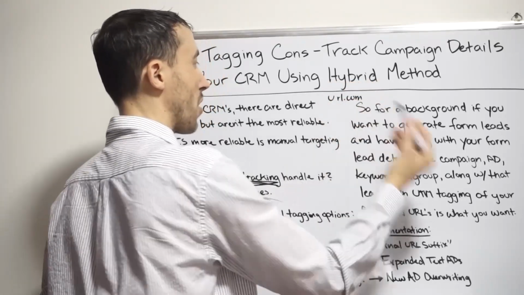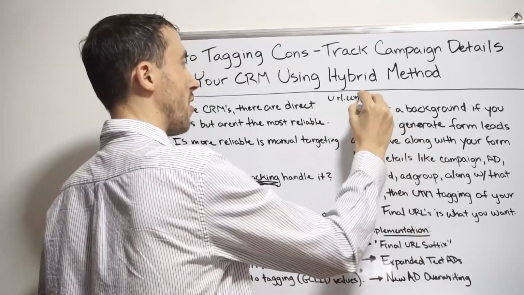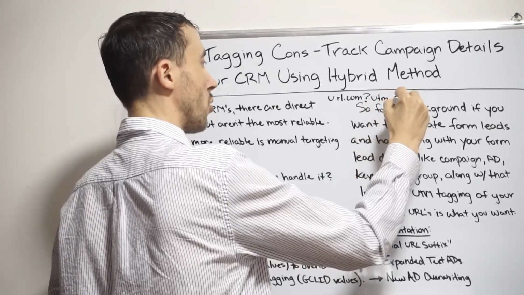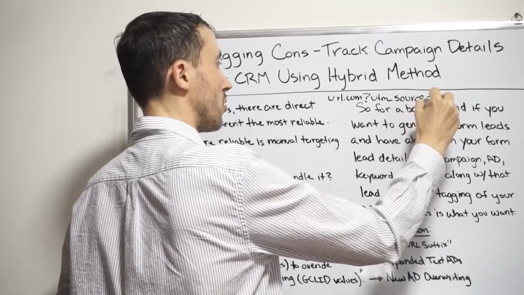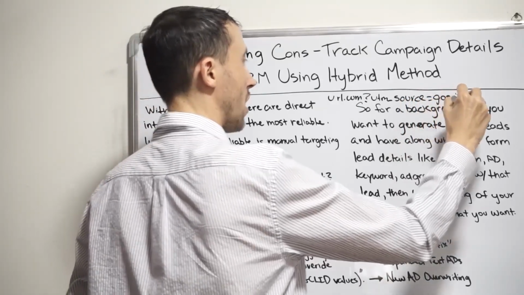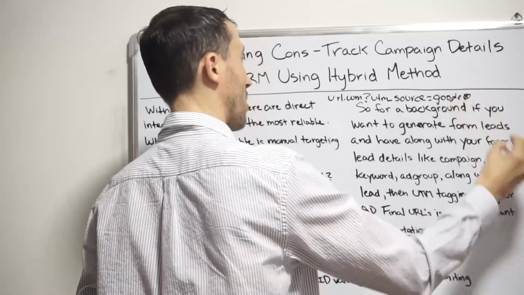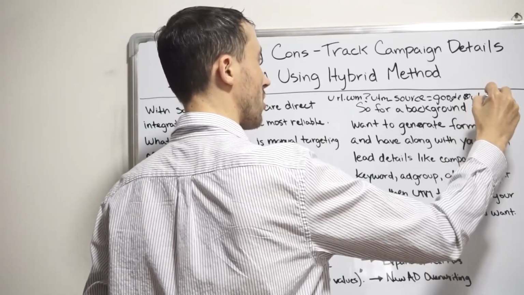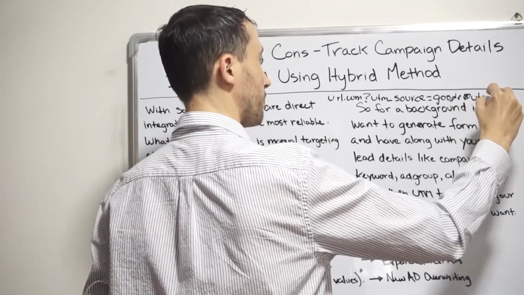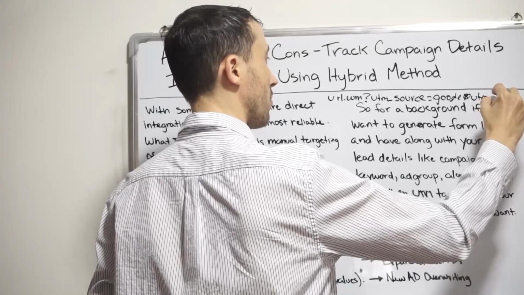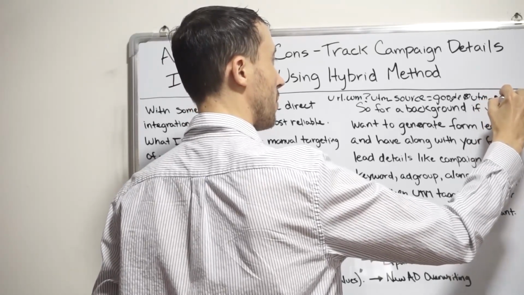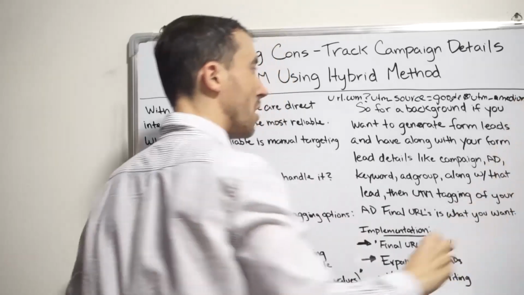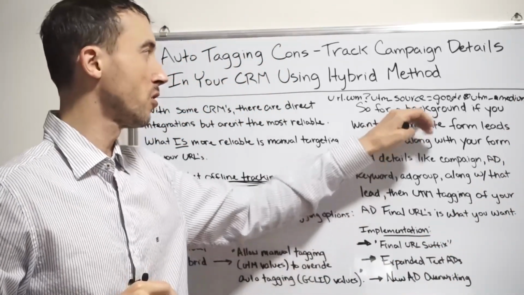What you do if you were going to do manual tagging is, here's your URL, then you have a question mark, and then you put UTM_source equals Google, and then an ampersand. I can't do that very well. Then UTM_medium equals PPC.